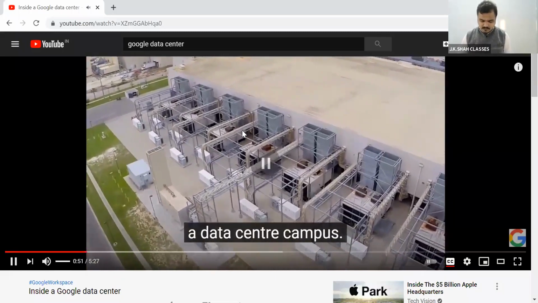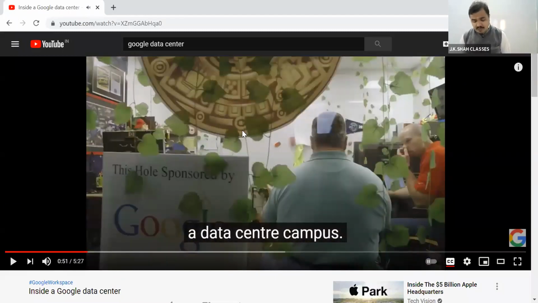Data center campus. What they said is, we have a good number of employees, but a very small percentage of employees get access to enter the data center. Why? Because it contains tremendous private data, and thereby Google does not allow all its employees to enter the data center. It requires to be kept completely safe, completely secure. See the way Google maintains the security.